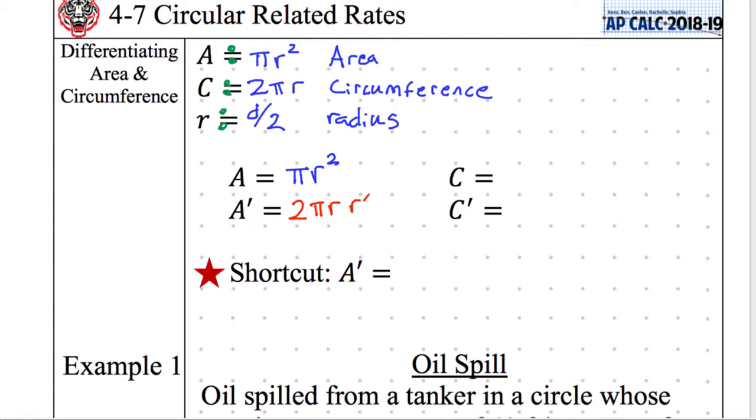All right, circumference. What is the equation for circumference? 2 pi r. And therefore the derivative of circumference is 2 pi r prime. There it is.